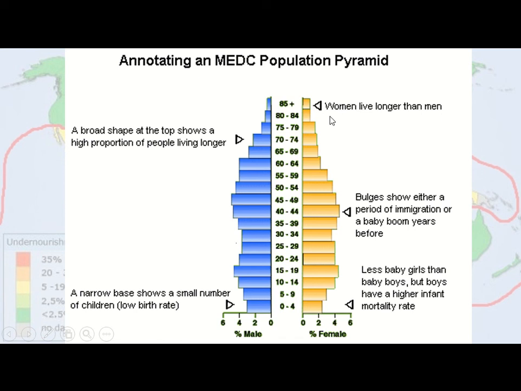Women live longer than men. That's pretty much the same no matter what country you're looking at. And a broad shape at the top tends to show people are surviving into old age much more than they would if they were in a less developed country. So they're the kind of things that you should have got from the notes in your book for both the USA and Japan.